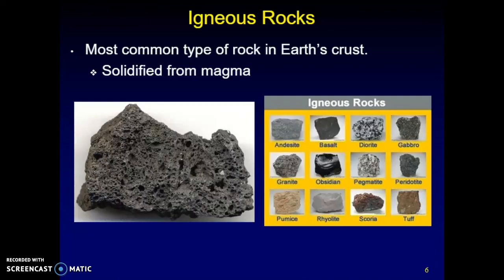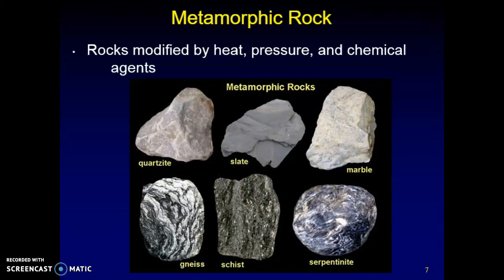All right, so metamorphic rock is a rock that's usually modified by heat, pressure, and different chemical agents. So as that rock is formed, it can be compressed into slate, or think about marble, how hard and just solid marble is. Or you get schists, quartz, these other types of metamorphic rock. So again, certain amounts of heat, pressure, and different chemical agents are what cause metamorphic rock to be formed.